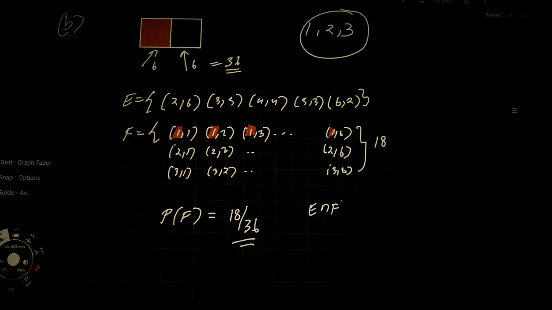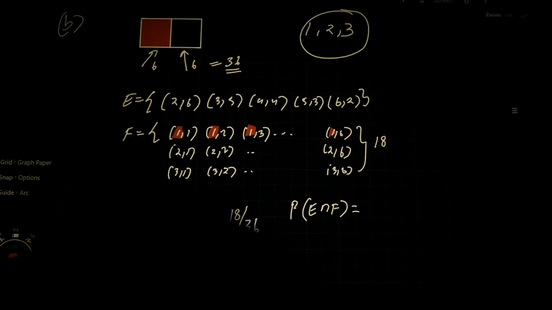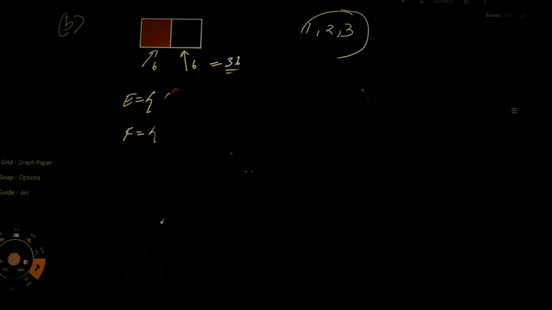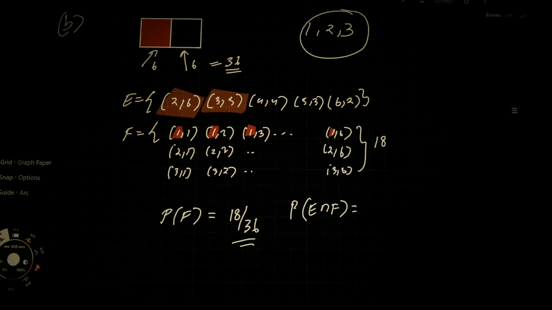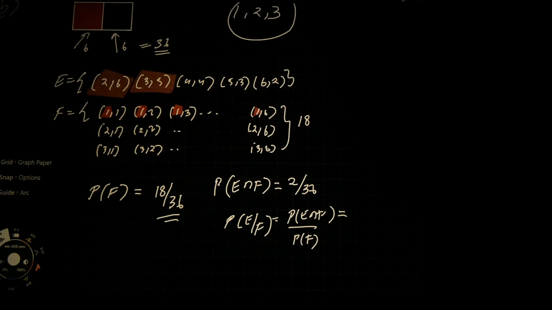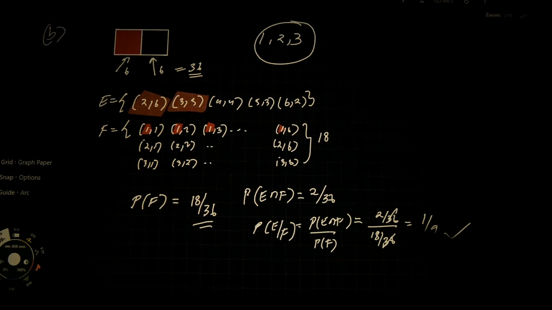Now P of E intersection F is equal to, how many such terms will be there? It has to be starting with a number less than 4. How many such numbers are there? 2, 6 and 3, 5. There are only 2 such possibilities. So that will be 2 out of 36. Now P of E given F is P of E intersection F by P of F, which is 2 by 36 by 18 by 36. So when it cancels, you get the answer as 1 by 9. Please write down.